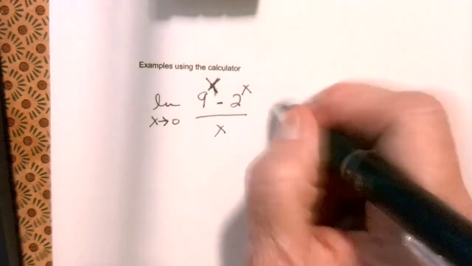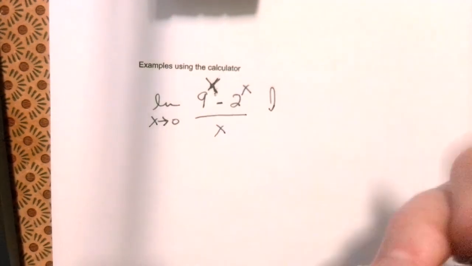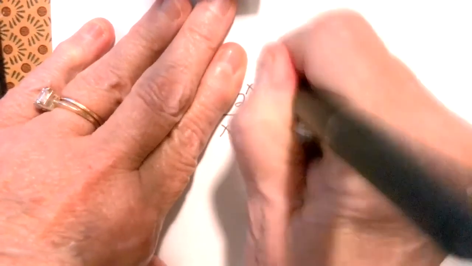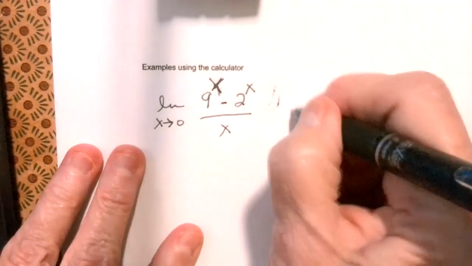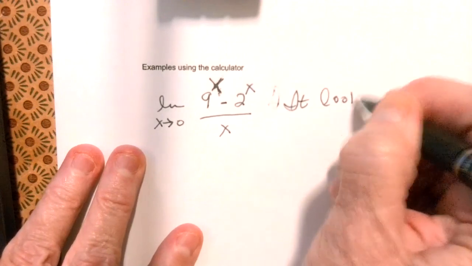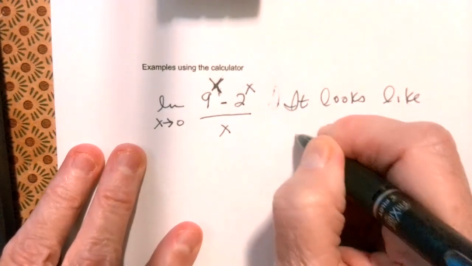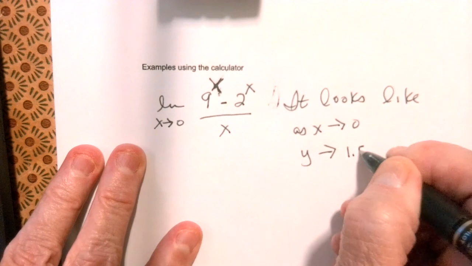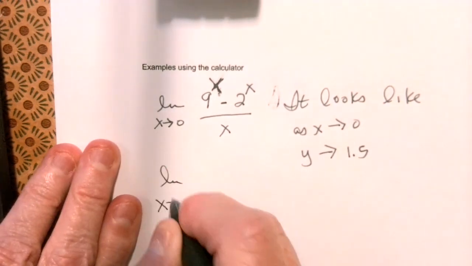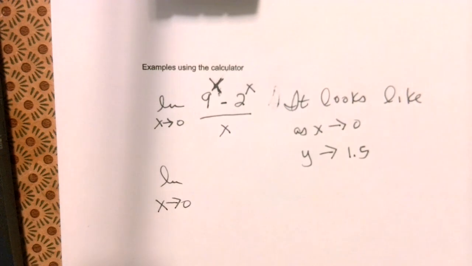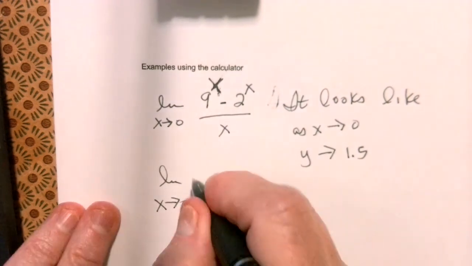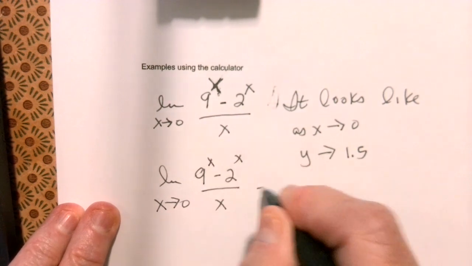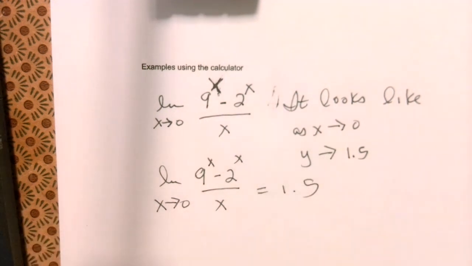So if I had to guess, I would say it looks like, as x goes to 0, the y goes to 1.5. So then that means we could say the limit as x approaches 0 of 9 to the x minus 2 to the x over x equals 1.5. That's what it looks like.